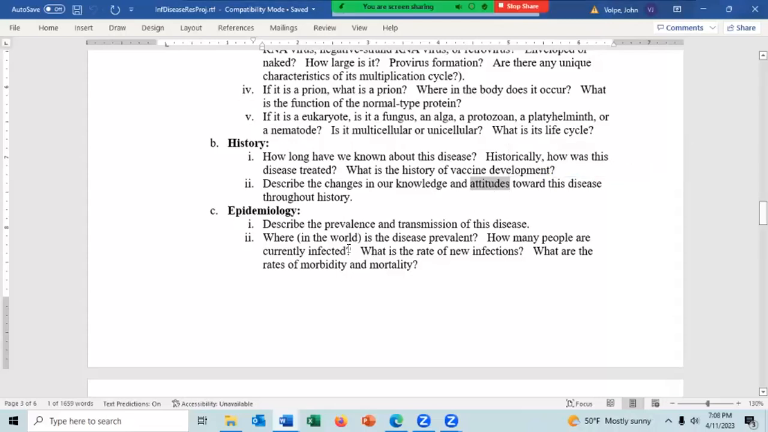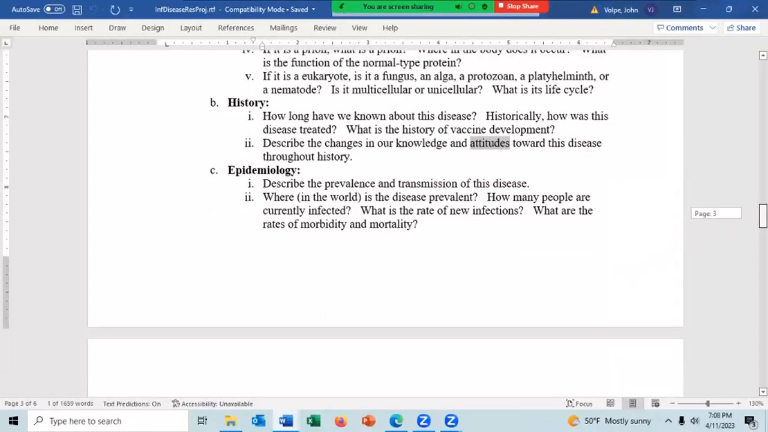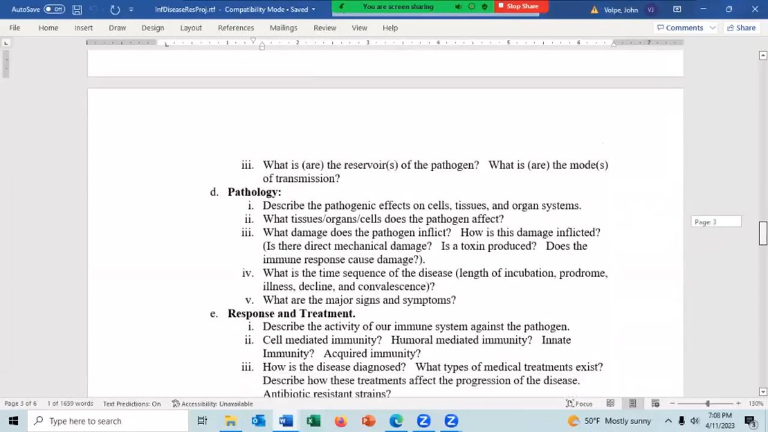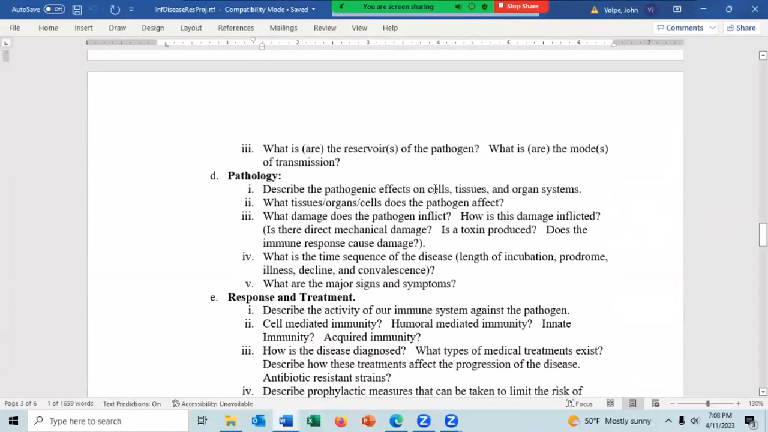Talk about the epidemiology, describe the prevalence and transmission of the disease, where in the world the disease is found, how many people are currently infected, what's the rate of new infections, what the rates of morbidity and mortality. Mortality is the death rate. What are the reservoirs of the pathogen? Where does it come from? And then what's the mode of transmission?